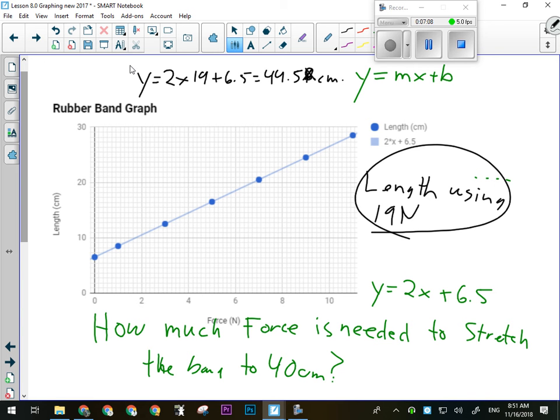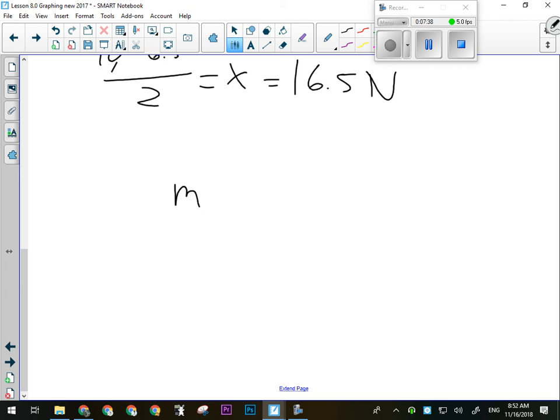Now we need to understand the importance of the slope. What does the slope tell me in this graph? What are the units for my slope? If I go rise over run, what am I going to get for the units for this slope? Centimeters per Newton, because I'm going to be dividing. If I manipulate y equals mx plus b for m, it's going to be m equals y minus b over x, which is going to be centimeters minus centimeters, which will stay as centimeters, divided by newtons. So what I end up with is centimeters per newton.